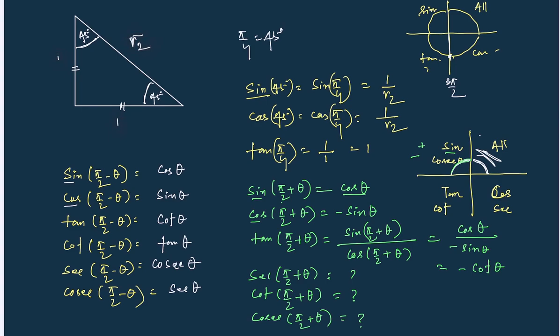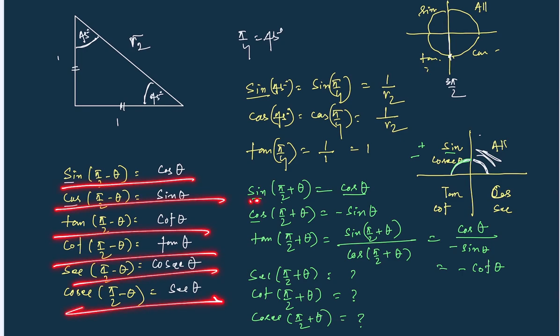Now you can find what is sin 45. Sin 45 is nothing but P by H. What is P? P is 1, H is √2, so it is equal to 1 by √2. So cos 45 is also 1 by √2, and tan 45 is equal to 1. Okay, now these are the formulas that you need to remember.